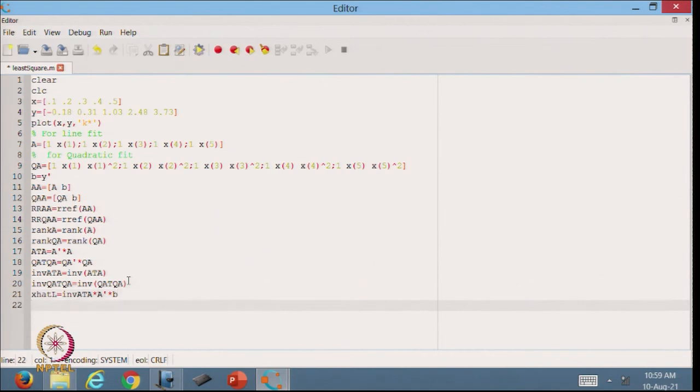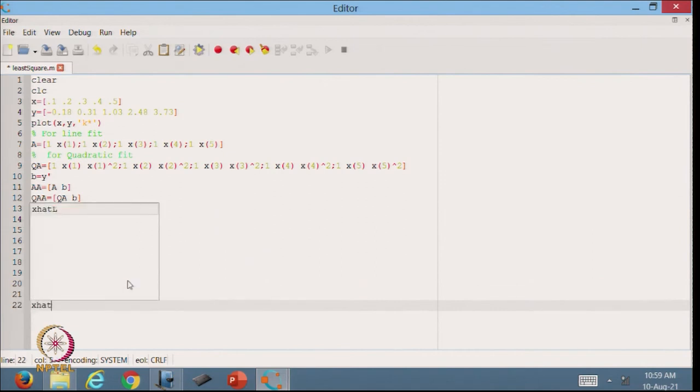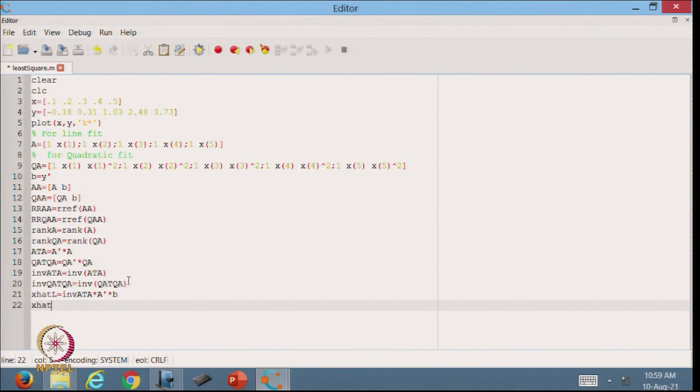Similarly, I can define the x hat in terms of the quadratic fit, and that I also have to define the same way. So, it is the inverse, star, QA, taking this value.